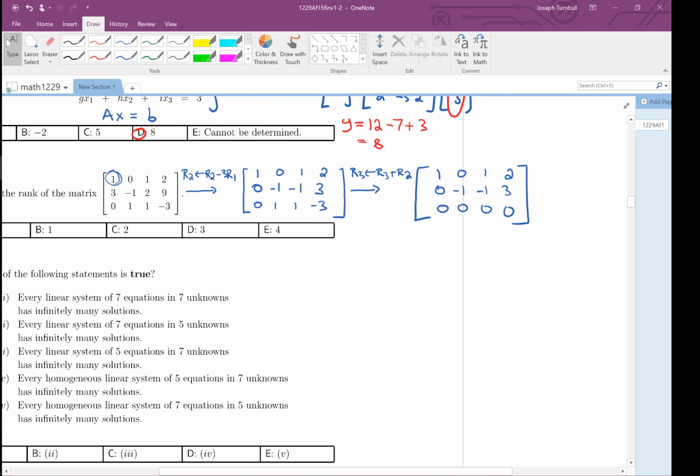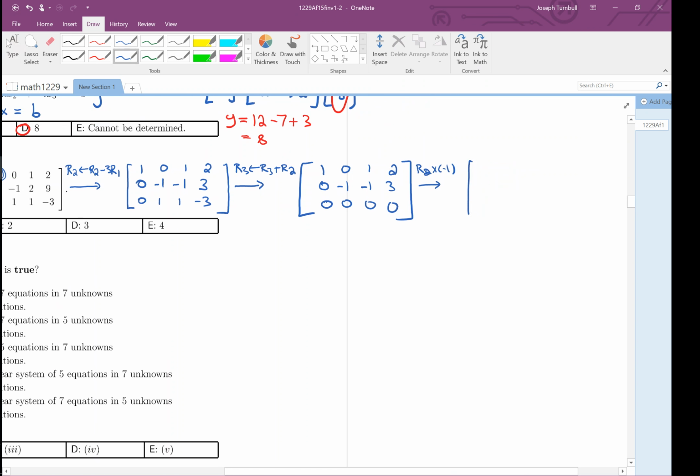And then there's one more step we can do. That's take row 2 and multiply by negative 1 to fully row reduce it. 1, 0, 1, 2, 0, 1, 1, 3, 0, 0, 0, 0. That's fully row reduced. We have 2 leading 1s there, and then we can't possibly get a leading 1 in the next entry.